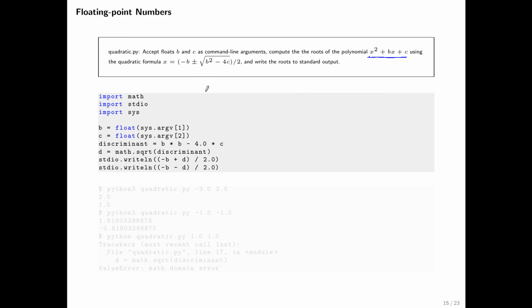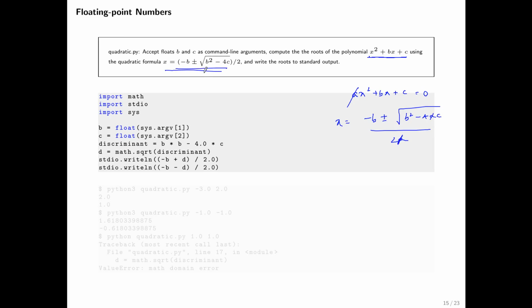Now we know that if you have ax squared plus bx plus c, then the roots of this equation are simply x equals minus b plus or minus the square root of b squared minus 4ac, divided by 2a. That's the formula. But in our case, we are setting a to be 1. So the formula is basically minus b plus or minus the square root of b squared minus 4c, divided by 2, because a is set to 1. And that's what we have here.